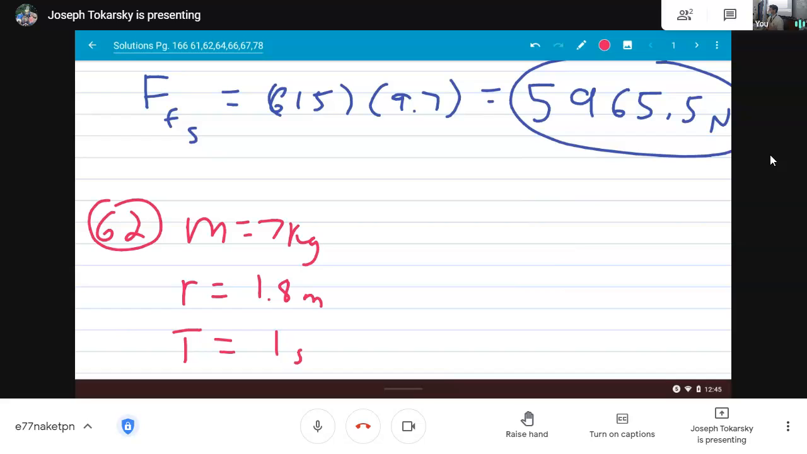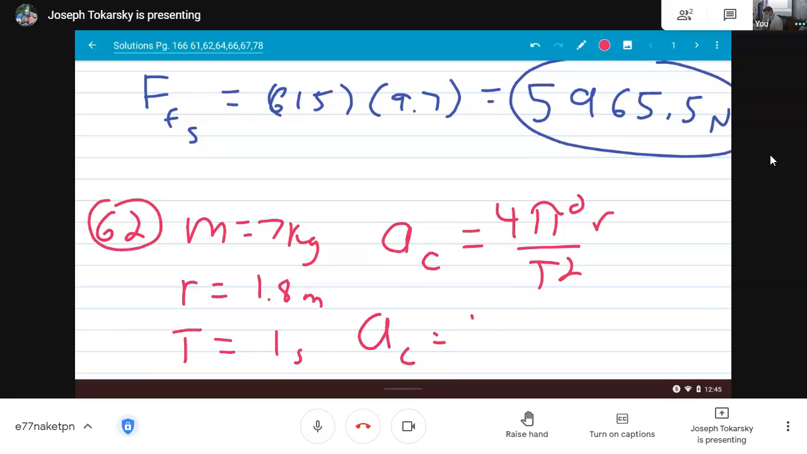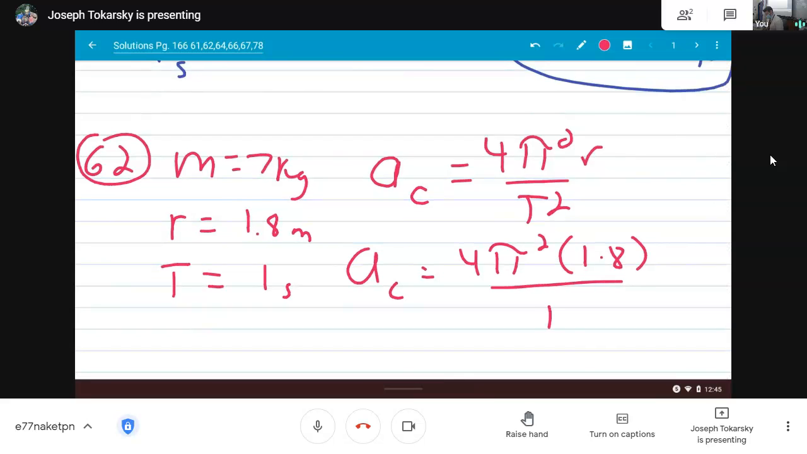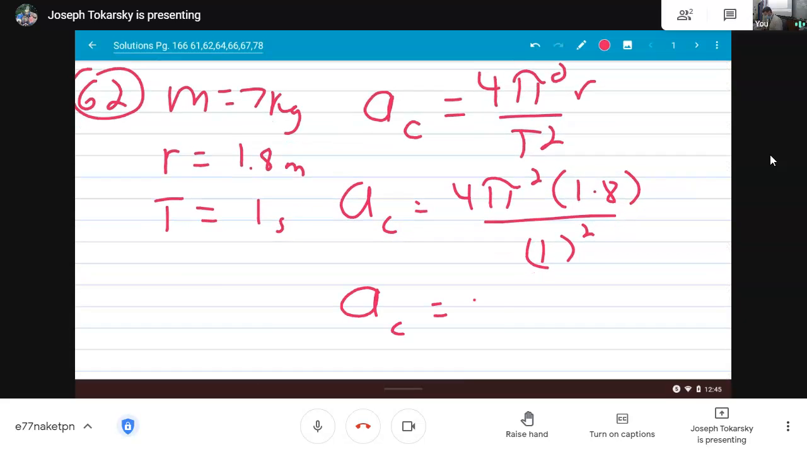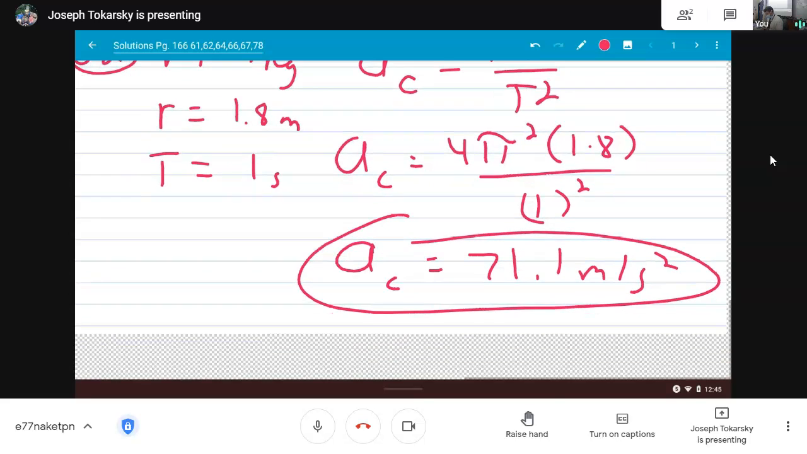So we're again given m, r, and T, right? So the same work from before. Same equation, 4 pi squared r over T squared. Plug in those numbers, 4 pi squared times 1.8 divided by 1 squared. That gets slightly over 71 meters per second squared. Like 71.1. And for the second part, we okay there?